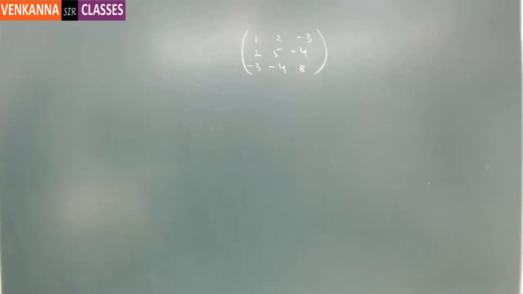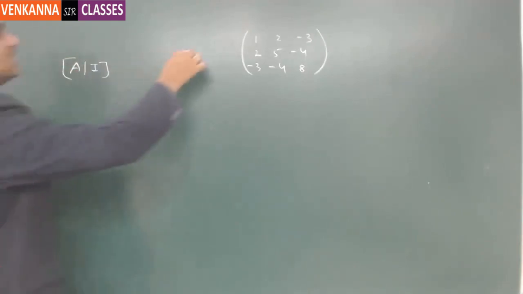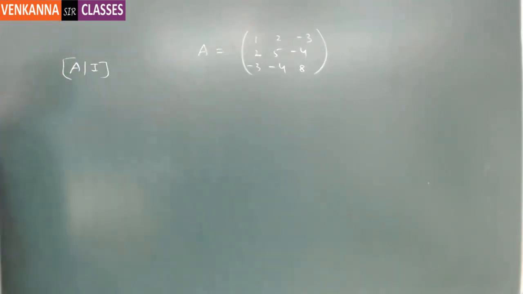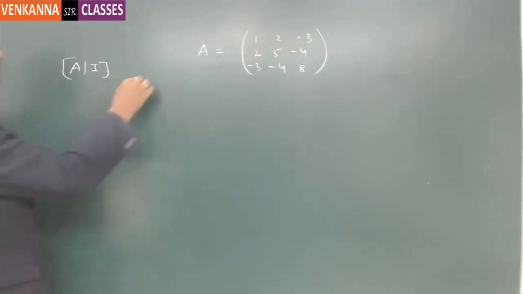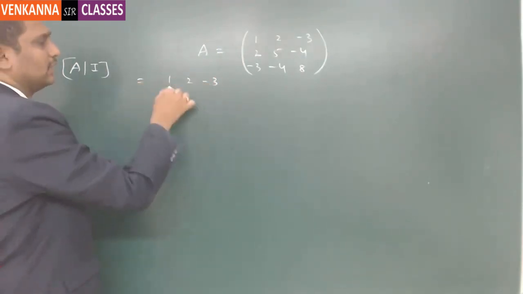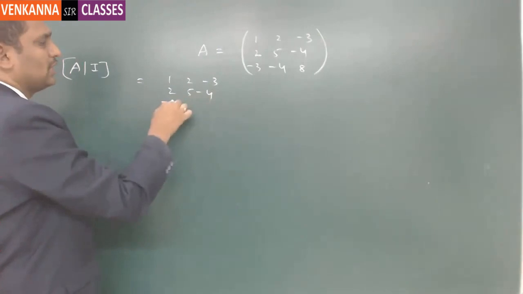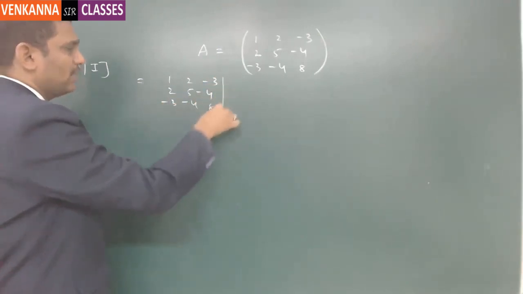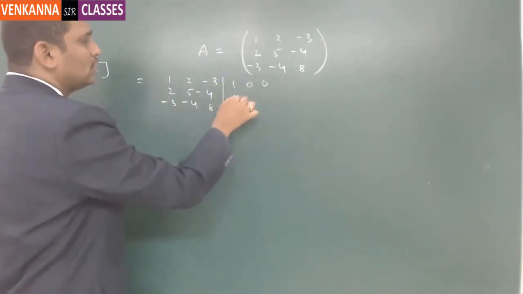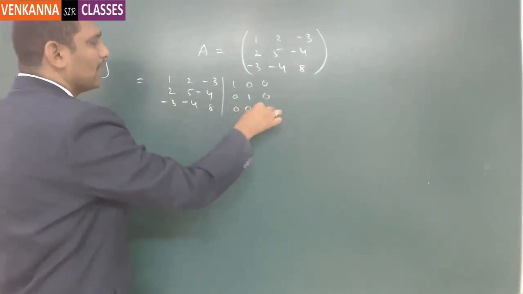Now what happens? I consider the augmented matrix A by I. So this is my matrix A as well: 1, 2, minus 3; 2, 5, minus 4; minus 3, minus 4, 8, oblique, then 1, 0, 0; 0, 1, 0; 0, 0, 1.